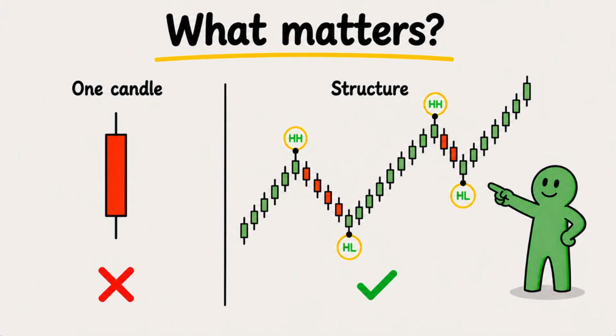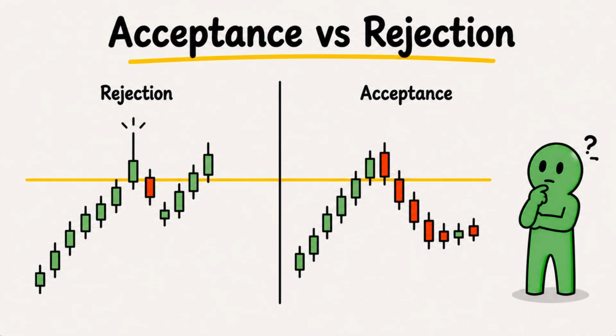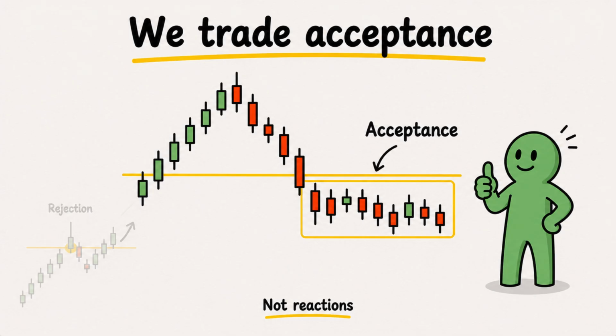This is where most beginners get confused. Acceptance versus rejection. If price drops into a level and quickly bounces away, that's rejection. The market rejected lower prices. But if price breaks below a level, starts closing below it, and stays there, that's acceptance. And this is important because we don't trade reactions. We trade acceptance. Now let's talk about real reversals.